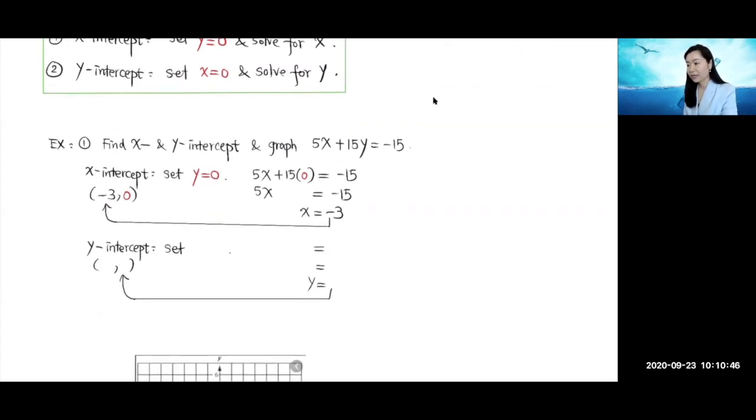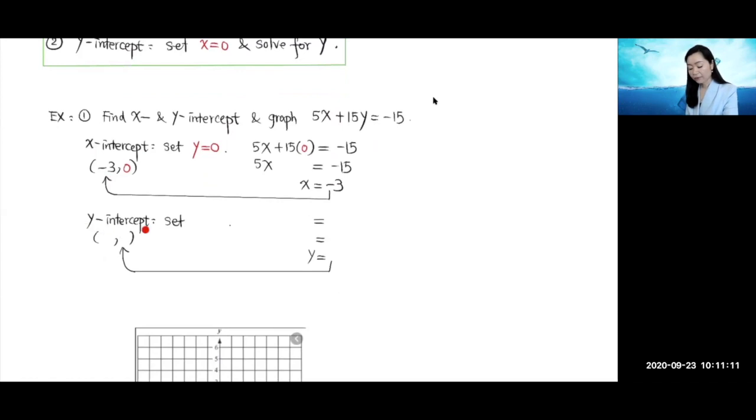Now, sometimes in other countries, when they say x-intercept, they will just say it is -3. I know that back in China, we just say x-intercept is -3. But over here, I think in this book, x-intercept is the point. So we say the x-intercept is this point, -3, 0.